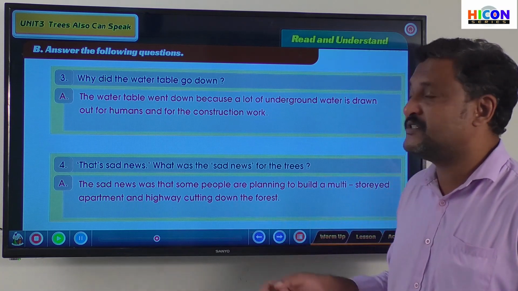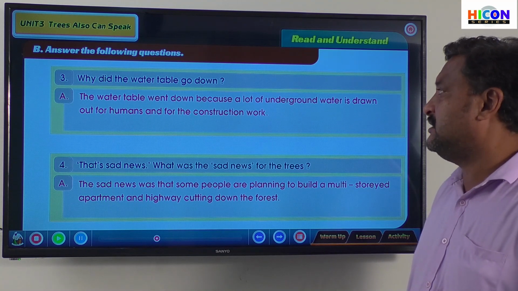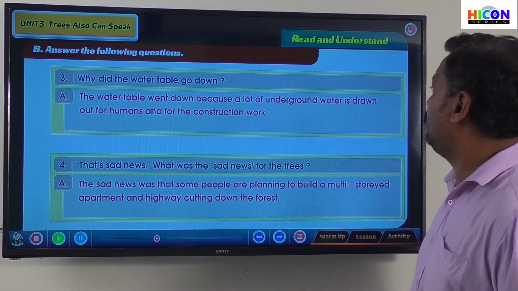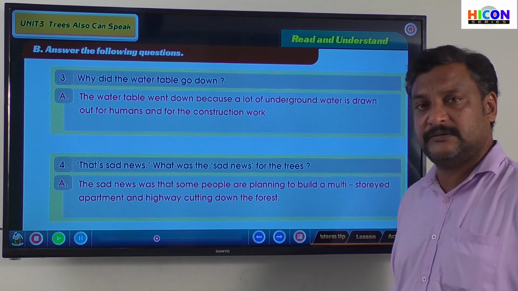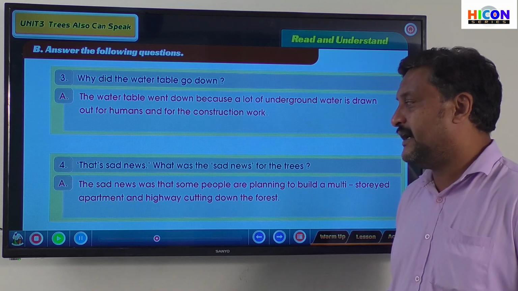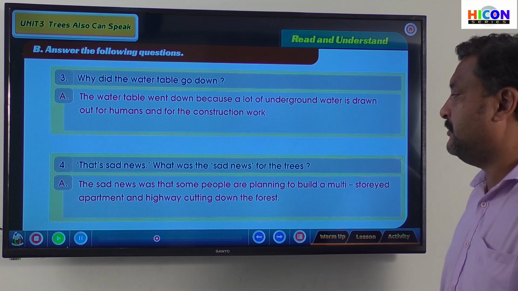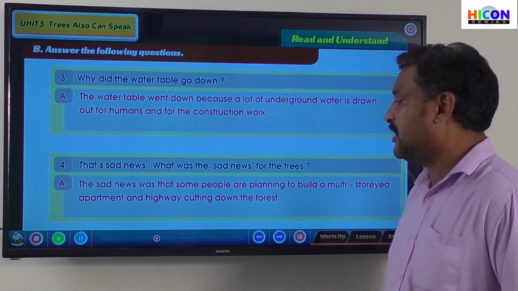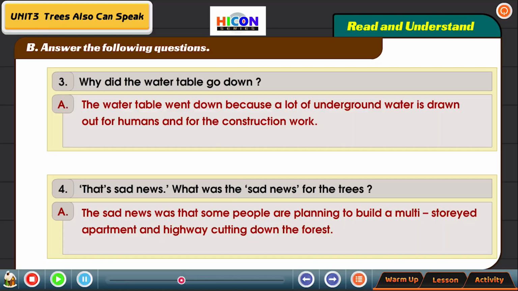So we will read these two questions also once again. Third question, why did the water table go down? The water table went down because a lot of underground water is drawn out for humans and for the construction work. That's a sad news. What was the sad news for the trees? The sad news was that some people are planning to build a multi-storied apartment and a highway cutting down the forest. Right? So now I will keep the screen the same for another minute so that you can read it yourself.